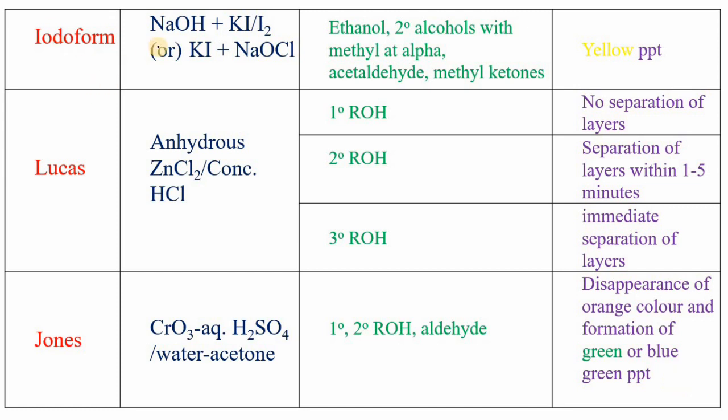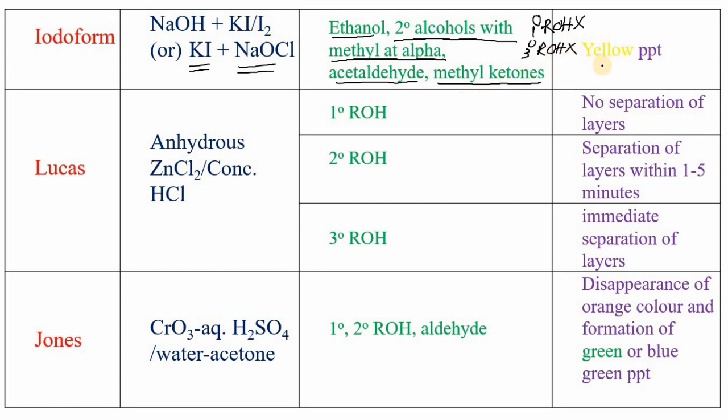Iodoform test. The reagent is sodium hydroxide, potassium iodide and iodine, or you can use potassium iodide and sodium hypochlorite. This test is used for the identification of ethanol, secondary alcohols with a methyl group at the alpha position, acetaldehyde, and methyl ketones. Primary alcohols other than ethyl alcohol cannot be identified, and also tertiary alcohols cannot be identified.